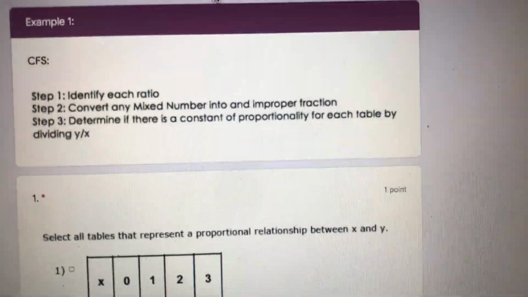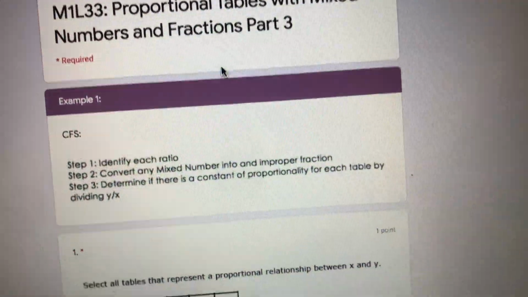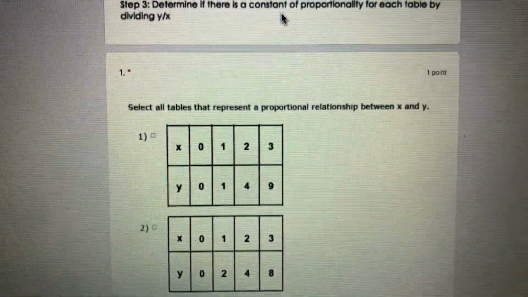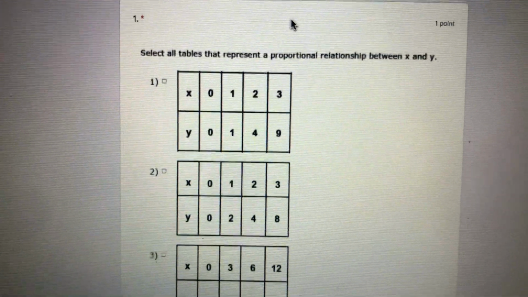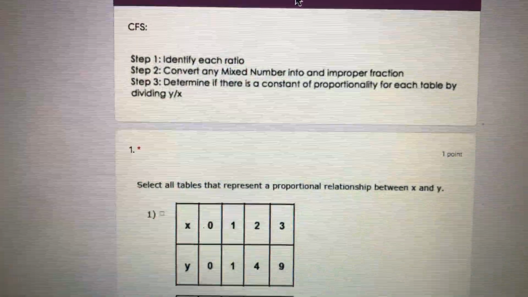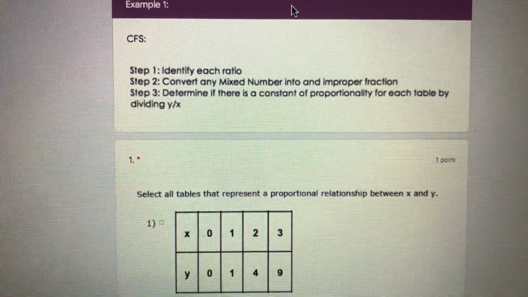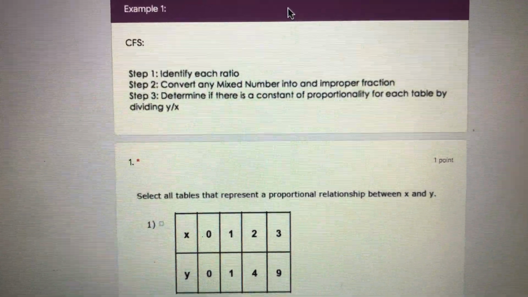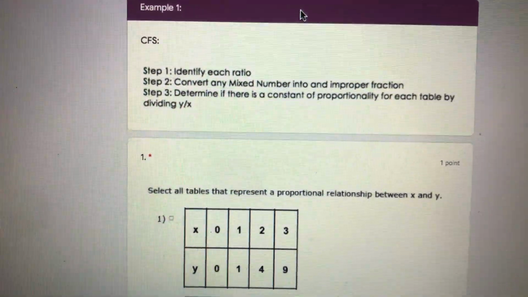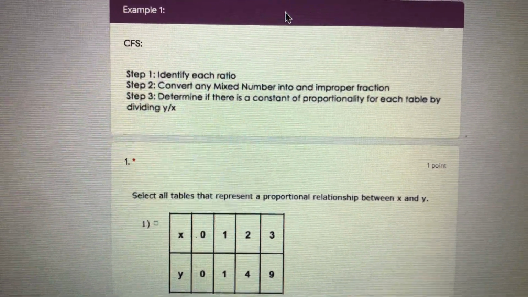Okay, so today's classwork is basically going to be the same as we did last week, but for the first example, I'm going to put a much simpler problem just so you guys get the hang of following the CFS. There honestly aren't that many problems because you've been practicing this all week.